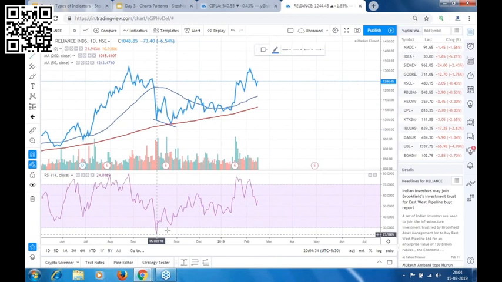This gives us an indication that the trend in which the stock is, either the trend will stop, the stock will go in consolidation, and we can see a reversal soon in the stock. Now you can see our Reliance was in the downward trend, and when we saw this bullish divergence, after that you can see the rally in the stock.